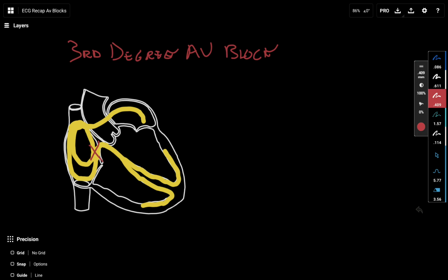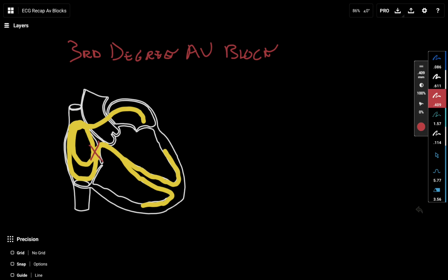What does that mean? If you have a look, if you count the rate from your R waves, so your RR rates, it will give you something. But if you count the rate from P wave to P wave, it's going to be completely different.